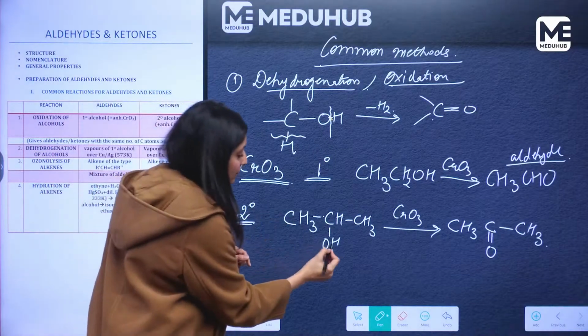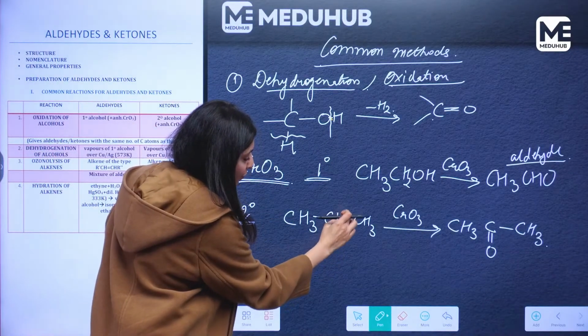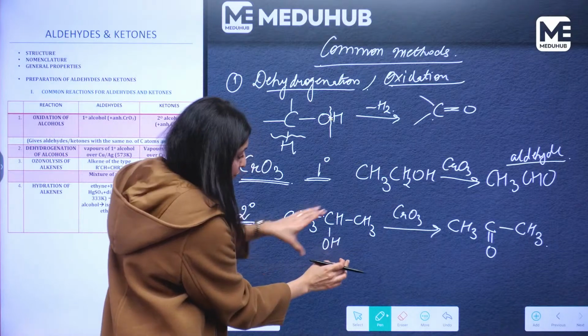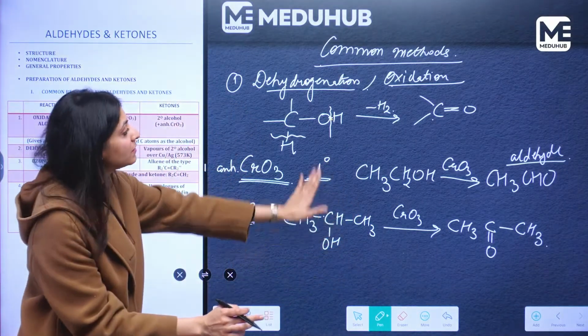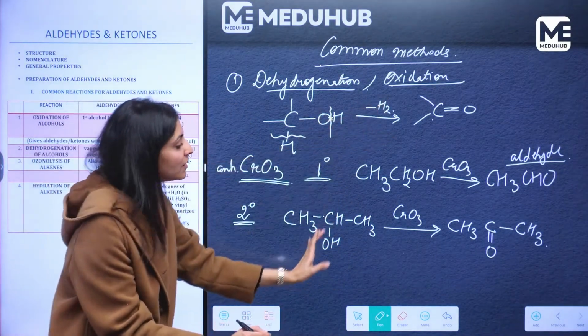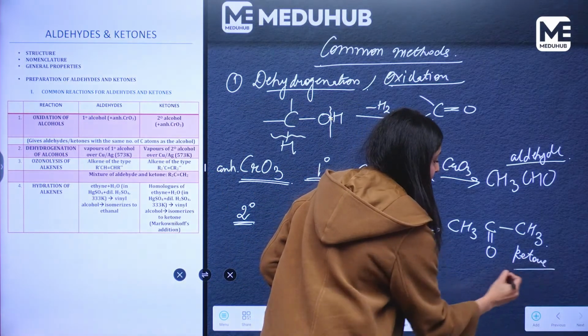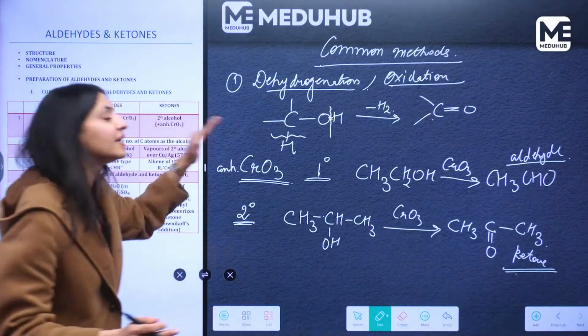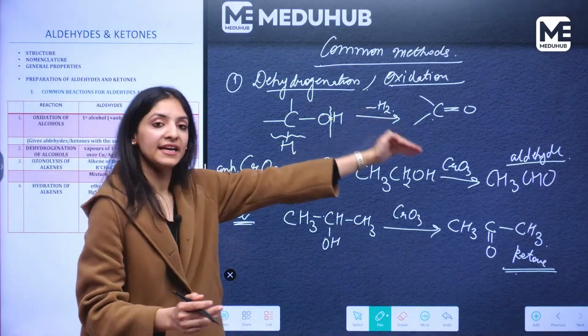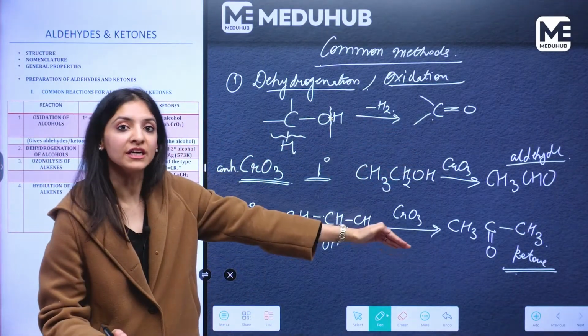Alright, here this carbon-hydrogen bond broke and this oxygen-hydrogen bond broke to remove a molecule of dihydrogen, giving us a ketone, which is acetone in this case. So a 1 degree alcohol gives an aldehyde, a 2 degree alcohol gives a ketone.